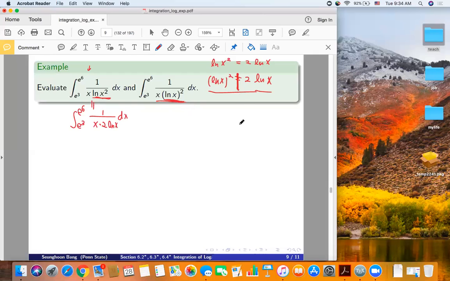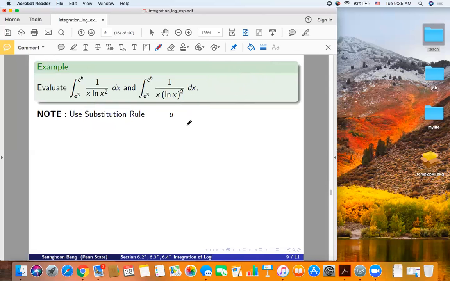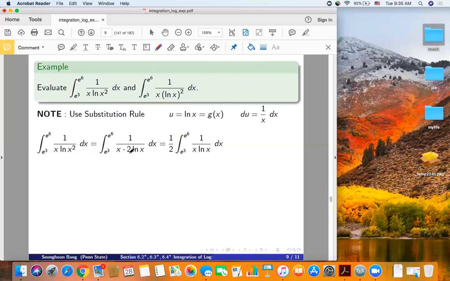This is one key. You can use U substitution. U is exactly ln of x. So U is ln of x in this problem, and du is 1 over x dx, because the derivative of ln of x is 1 over x. So for the first one, ln of x squared you can change to 2 ln x. You have to change it a little bit. So take out 2, so 1 over 2 you can take out.